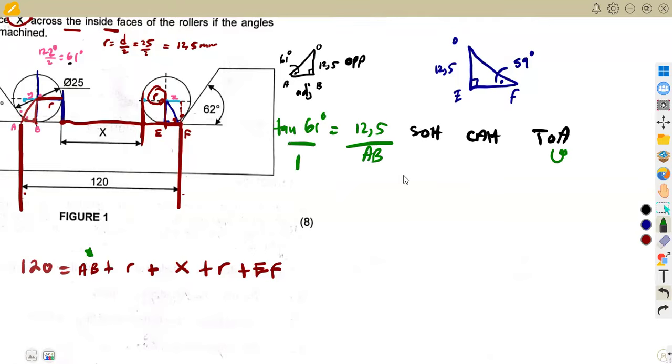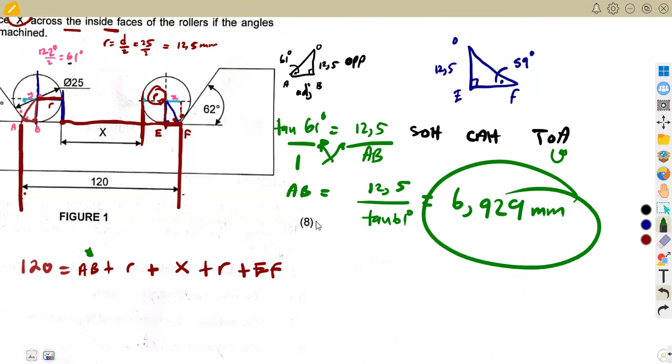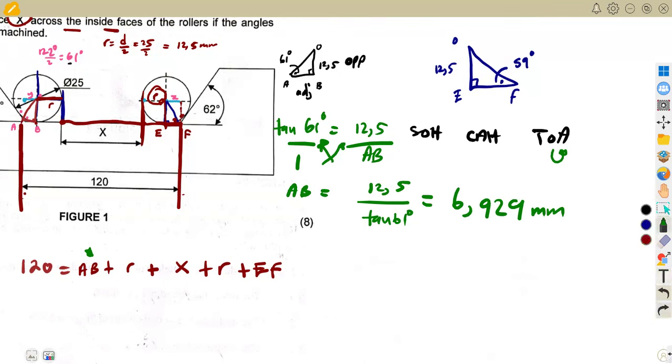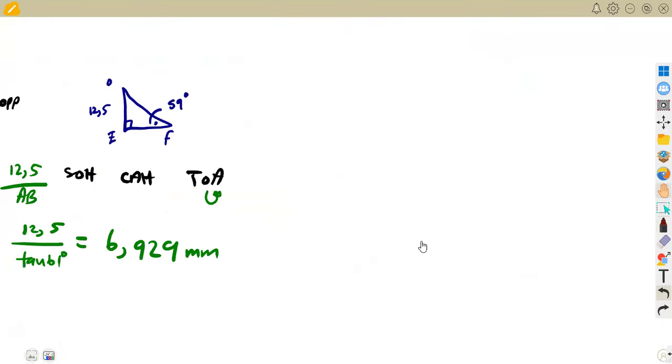All right. So you're going to cross multiply. After that, you divide by tan 61. So it means AB is going to be 12,5 over tan 61. So like I said, you cross multiply first, then you divide. All right. So 12,5 divided by tan 61. This is going to give us AB, which is 6,929 millimeters. We have AB there. All right. So that means AB can be calculated. We have it. Right? We do the same thing on this triangle to calculate EF. So from this triangle, we are going to calculate EF. So here, let us calculate EF. So what's the concept? Just like the previous case, what are we given according to the angle here?